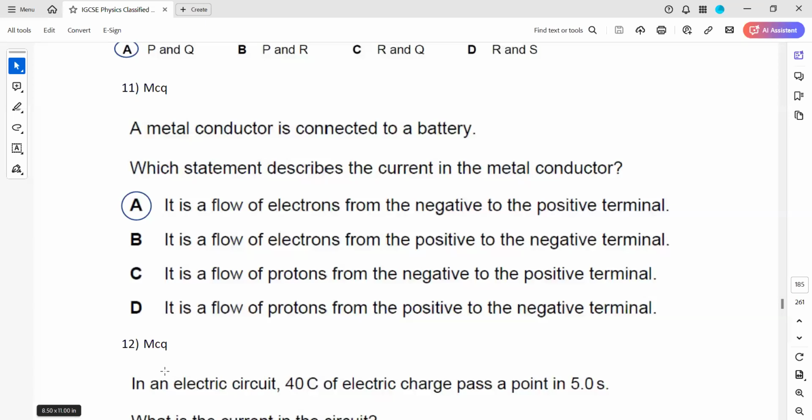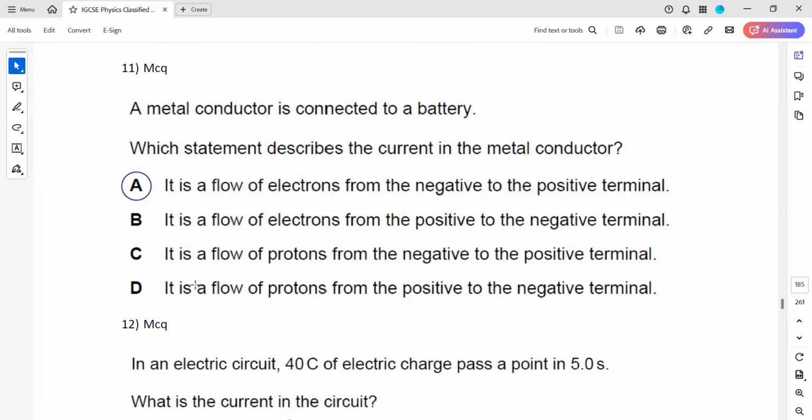So, electrical circuits topic 4.2. We did the first MCQs related to this topic. We'll do more from this. The first one, section 11.